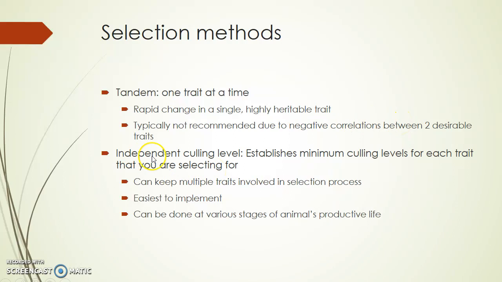A more common practice is called independent culling level, and that's where it establishes minimum levels for each trait. Okay, so you keep multiple traits in mind or involved in your selection process. It's easy to implement. It can be done at various stages. Okay.